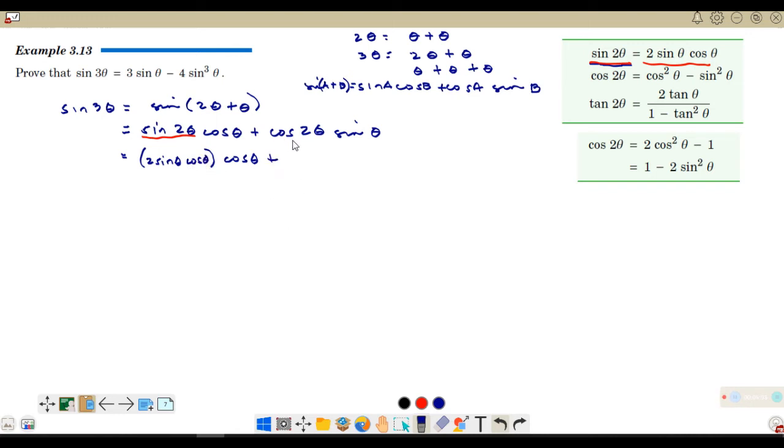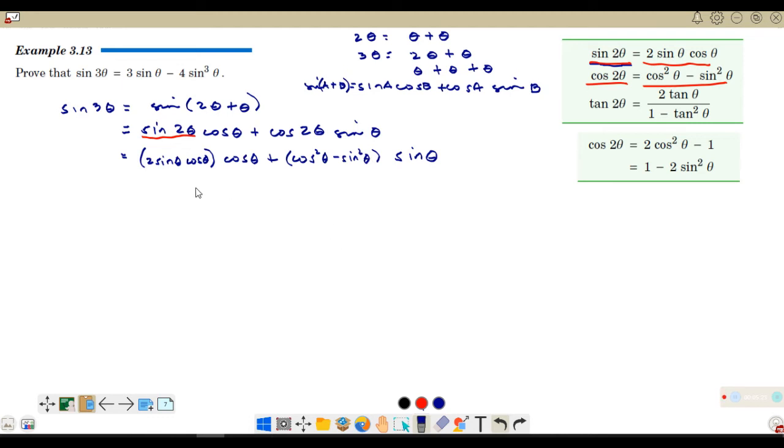Plus, dito, may equivalent din si cosine 2 theta. That is cosine squared theta minus sine squared theta. So, sulat natin dito sa space na to, yung value niya, and then para dito sa kabila, baka kasi makalimutan si sine theta. So, replace na natin. Substitute. Cosine squared theta minus sine squared theta.